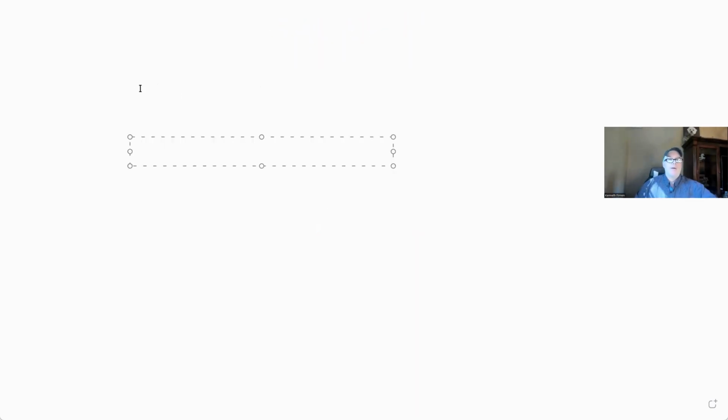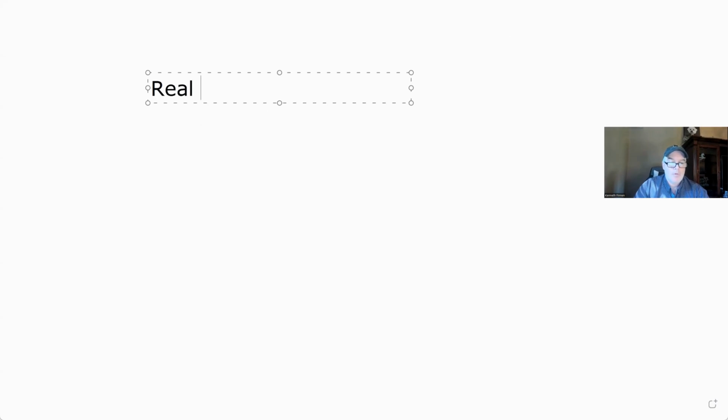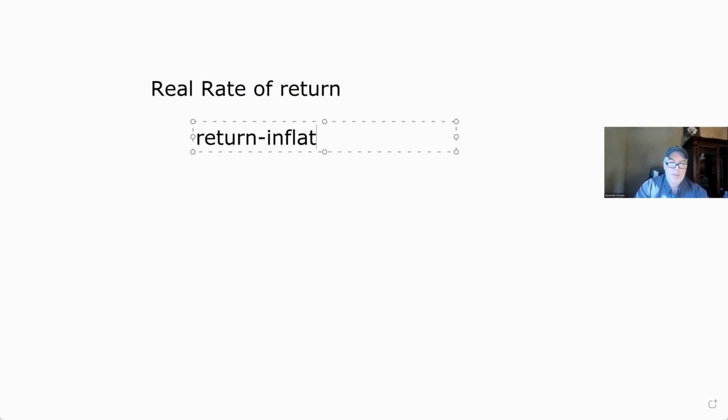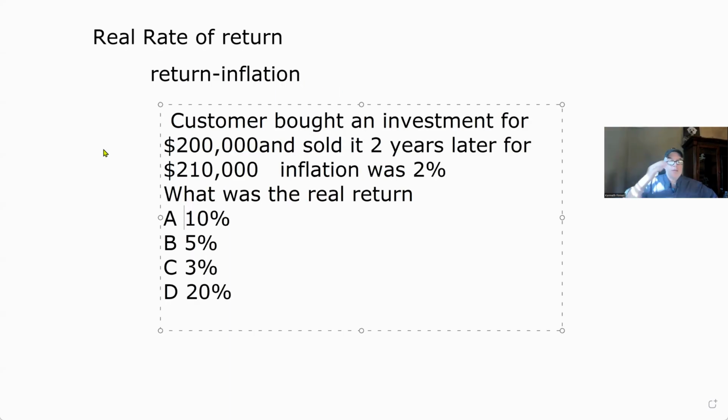Okay. How about, I'm just making this up as it goes along. Real rate of return, a little bonus. Okay. Real rate of return. It's super easy. It's your return minus inflation.